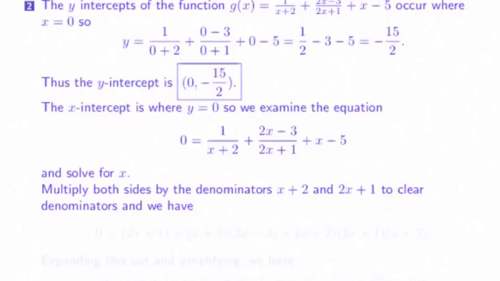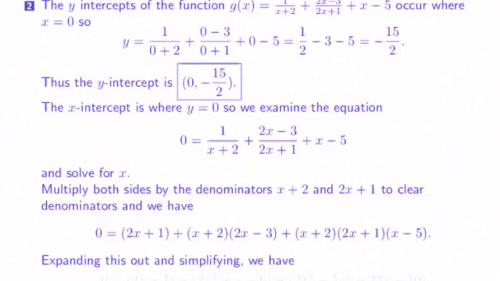I don't like denominators. If we do that, we get 0 is equal to 2x plus 1, that's what the first fraction becomes, plus x plus 2 times 2x minus 3, that's what happened to the second fraction, and then finally x plus 2 times 2x plus 1 times x minus 5. We can expand this out and simplify. So I've expanded out the various terms, the quadratic and the cubic, collected like terms, and I get this cubic: 0 is 2x cubed minus 3x squared minus 20x minus 15.